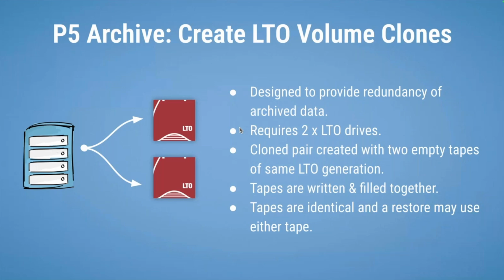And what cloning does is it writes to 2 tapes at the same time. The tapes need to begin by being empty. They both need to be in their own tape drive, and they need to be the same LTO generation. So 2 LTO9 tapes. They're empty. We start writing them at the same time. The same blocks of data go to the 2 tapes. So the tapes are going to be identical.